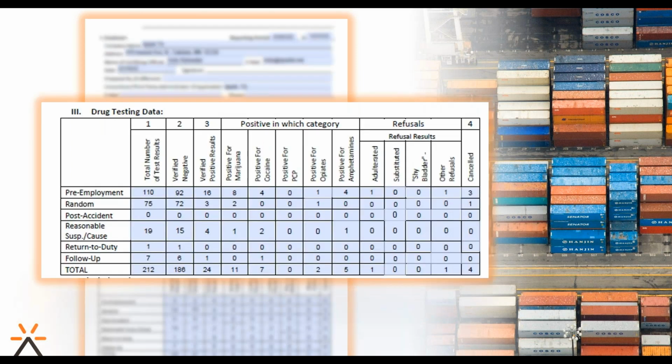The MIS report is going to break it down into drug testing data, and it's also going to break it down into alcohol testing data. This data here is the number of tests that you had in each category. So in each DOT category, it has that. And then the number of positives and where those positives occurred, and the number of refusals and why they were refusals, and the number of canceled tests.